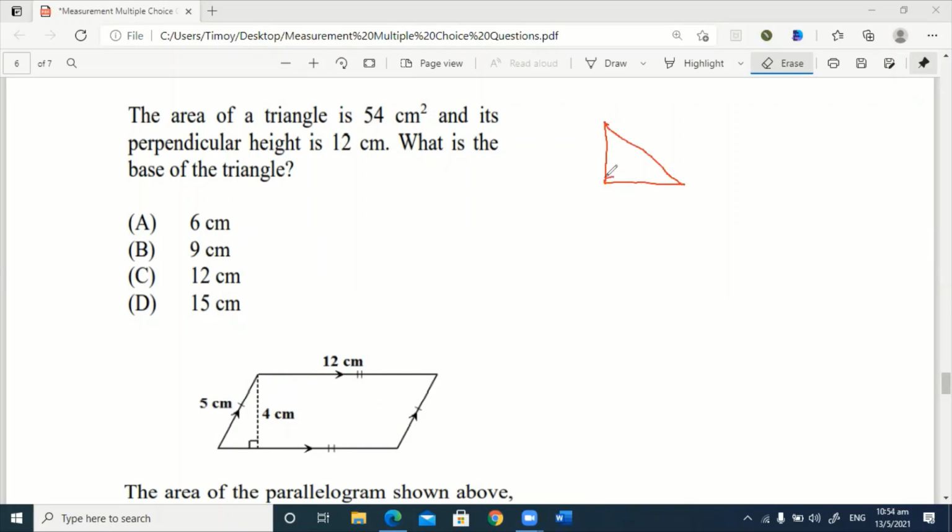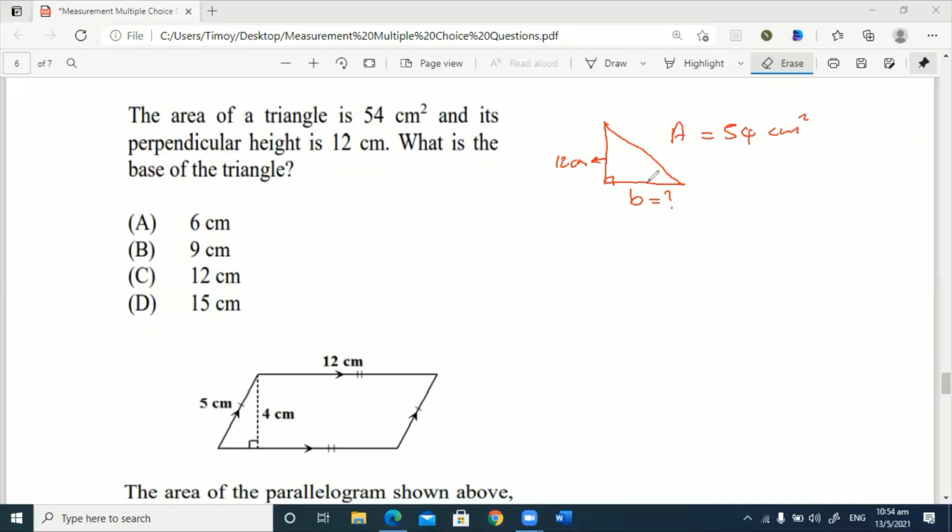So we have a triangle. What we know from this question, the perpendicular height is 12. So they are saying that this side here is going to be 12 centimeter, right? And they are asking us to find the base. So this side down here that it sits on would be the base. So that's what we want to find. And what else do they tell us? They tell us about the area of the figure, which is equal to 54 squared centimeter. That's all the information that we know.